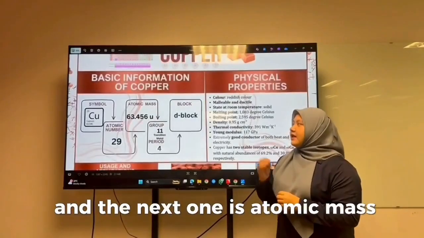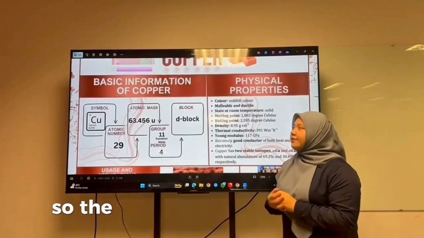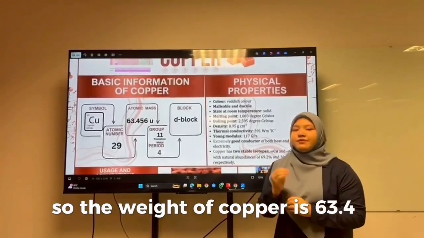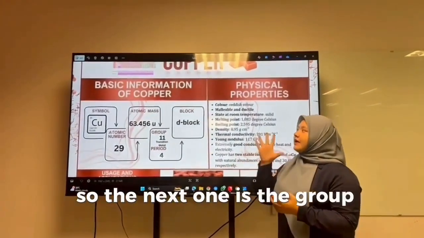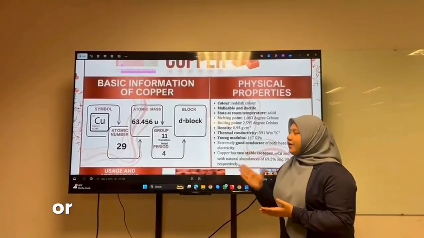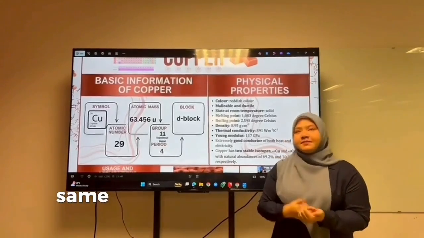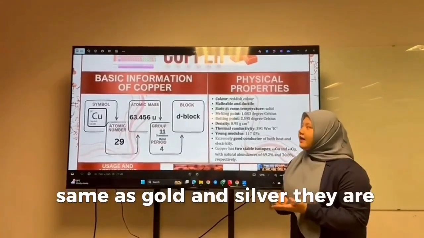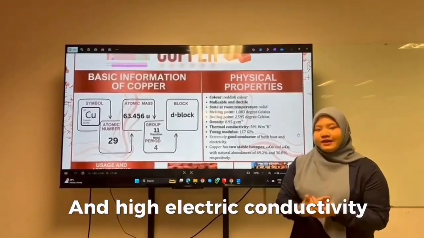And the next one is atomic mass, which basically means the weight of the element itself. So the weight of copper is 63.456 atomic mass units. The next one is the group. Copper is placed in group 11, also known as the coinage metal group, and copper is a transition metal, the same as gold and silver. They are very good in malleability and high electrical conductivity.